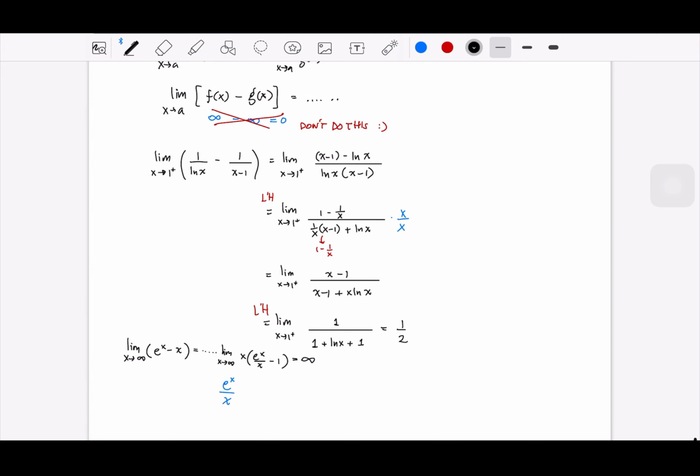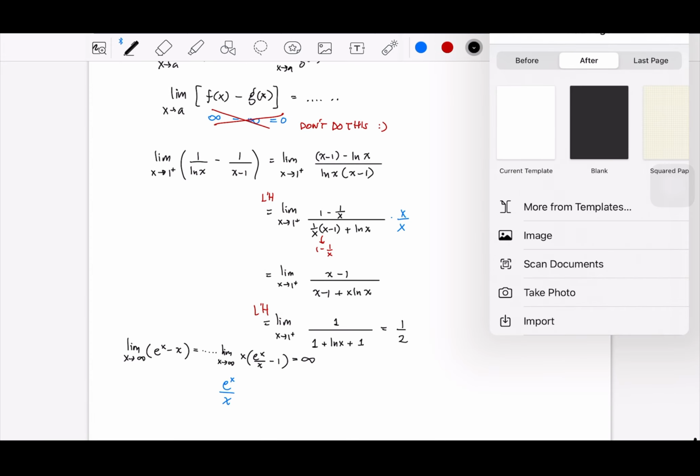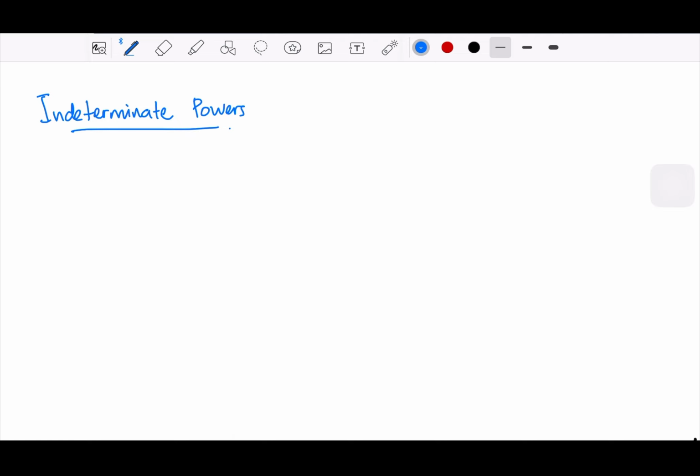Okay. The last case in this L'Hopital we call the indeterminate powers. And within this indeterminate powers, we have another 3 cases. So let me go through one by one.